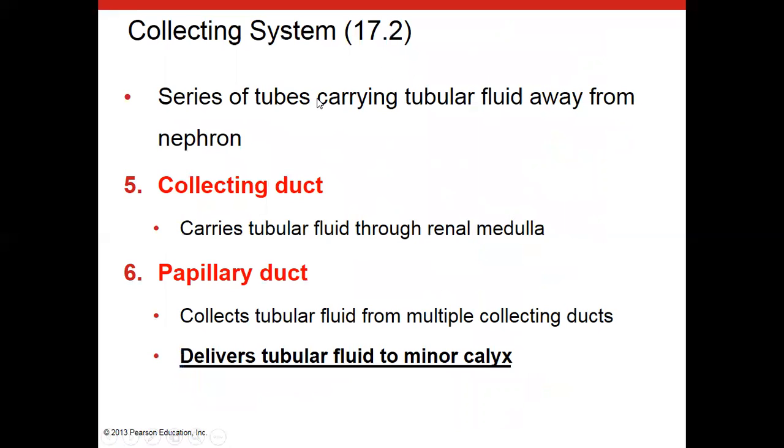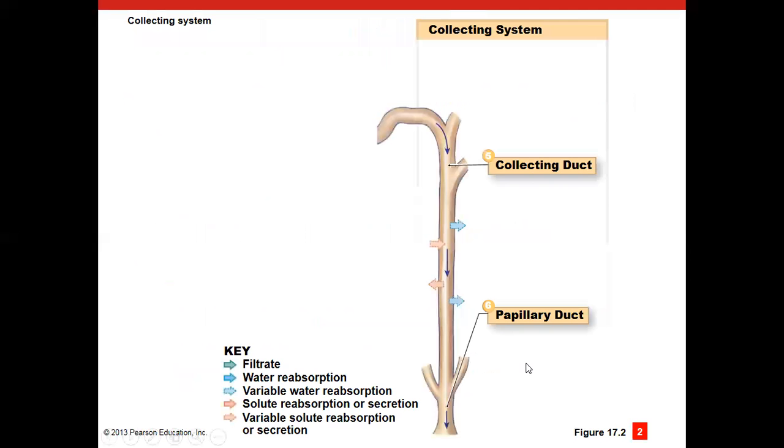From the distal convoluted tubule, filtrate is sent into a system of collecting ducts. A system of tubes that carry tubular fluid, the fluid within the renal tubule, away from the nephron. And the first duct is called the collecting duct, and that duct carries filtrate, which is basically urine, through the renal medulla to the papillary duct, which collects tubular fluid from several collecting ducts and delivers that fluid to a minor calyx. So take a look here.